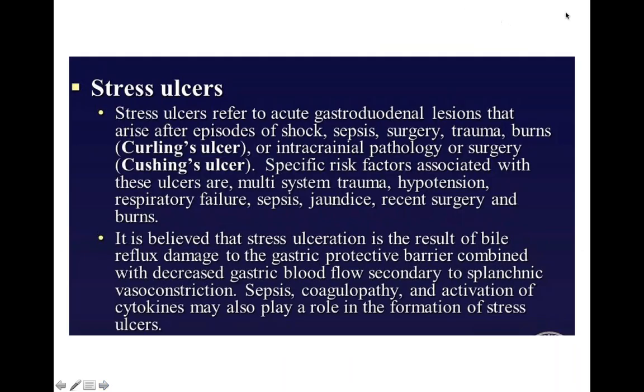These are types of ulcer: Curling's ulcer and Cushing's ulcer. If there is an intracranial pathology like a tumor, or the patient has some brain injury, then it's Cushing's ulcer. Or if the patient has episodes of shock, then it is Curling's ulcer.